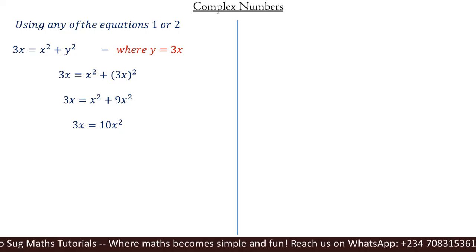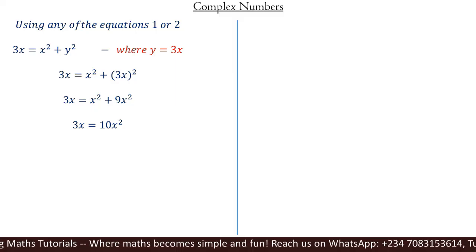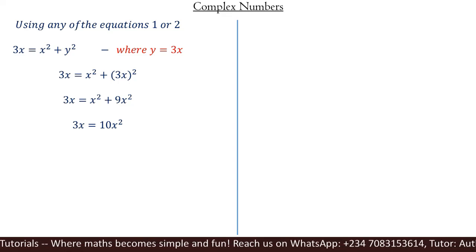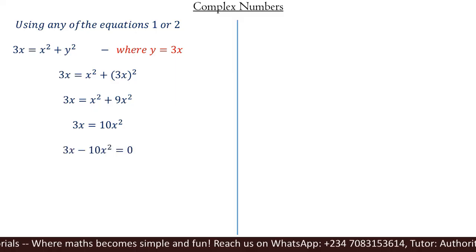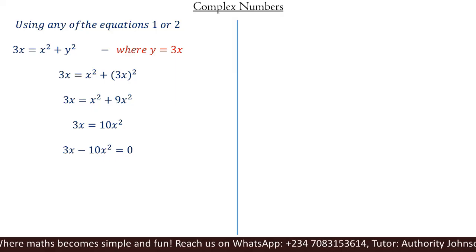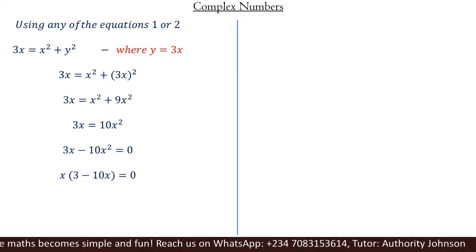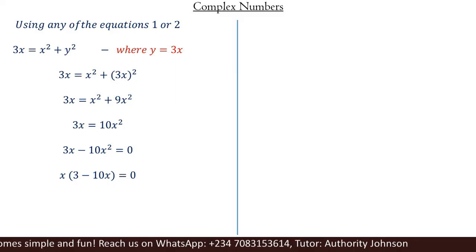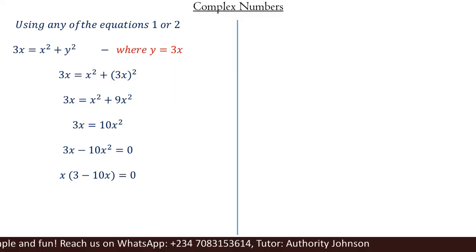All right, now from here, let's take 10x squared to the other side. Crossing the sign of equality is going to give us negative. So here we have 3x minus 10x squared is equal to 0. What terms do they have in common? x. Let's factor out x. When we factor out x, we have 3 remaining in the first term. Factoring out x in 10x squared, we have 10x remaining. So here we have x(3 minus 10x). If you use this x outside the bracket to open the bracket, it gives you 3x minus 10x squared, which is equal to 0.